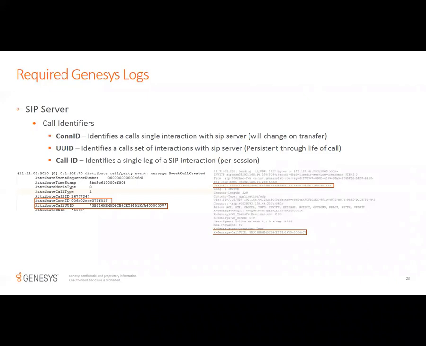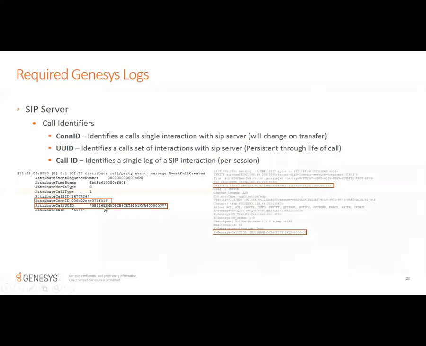The UUID identifies the entire life of a particular interaction with SIP server. So one UUID could have many con IDs or call IDs associated to it, but it's basically the thing that stays persistent throughout the life of a call. And the call ID identifies any SIP interactions either through GVP or to a gateway or to some agent's desk phone. That's how we facilitate moving calls from one end of your Genesys environment to the other.